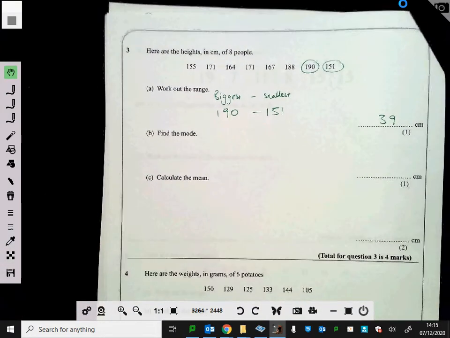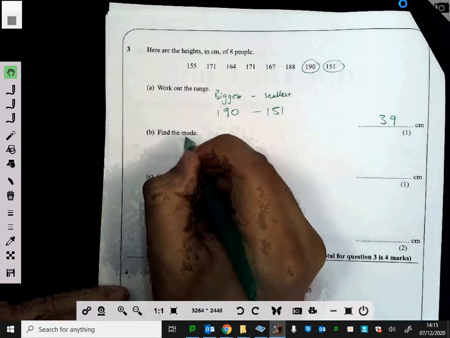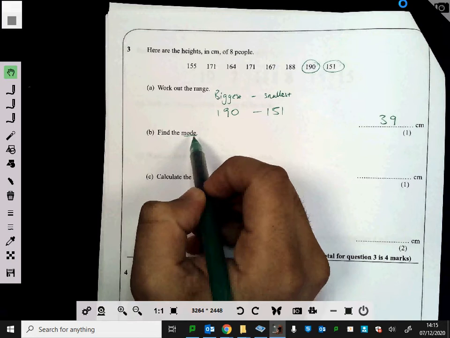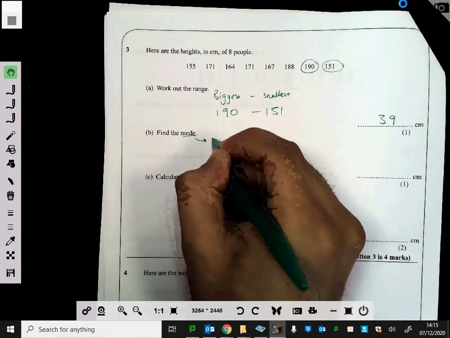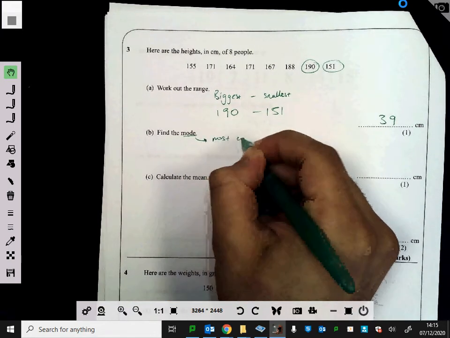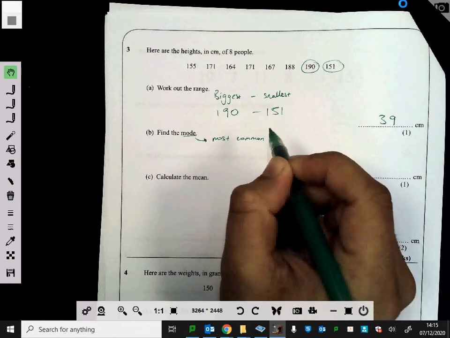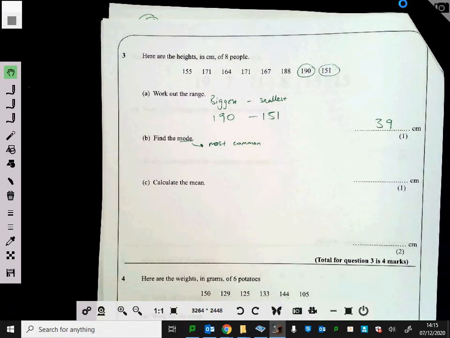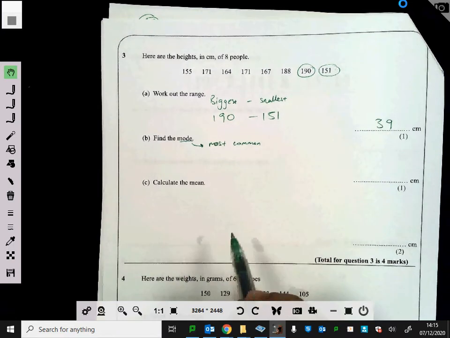Now the mode, which is another type of average. The mode is the most common. I'm just going to write that down here, most common. Obviously, the mode is only useful when you have repeated data. So in some situations, the question might ask you, why is the mode not a good average? An answer might be because there's no repeated data.